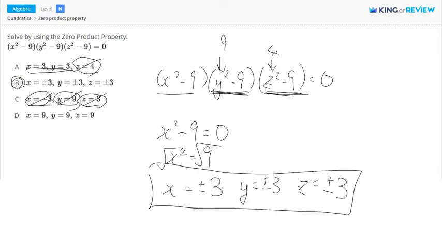And then D is just weird because it just says x equals 9, y equals 9, z equals 9. And we know that the equation doesn't say x minus 9, y minus 9, and z minus 9. It says x squared minus 9, y squared minus 9, and z squared minus 9. And so this is definitely wrong. And so the answer to this question is going to be B.